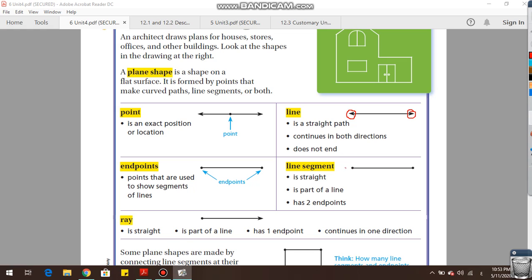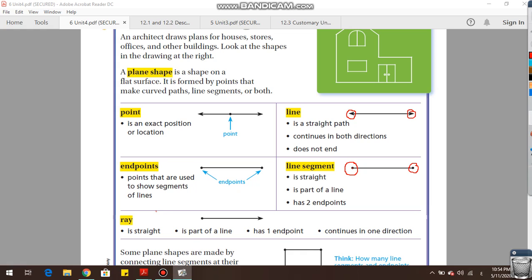It's called a line segment. As you can see, I have a point here and I also have a point here. So that means I know where it starts and where it's going to end. It's a straight part of a line that has two endpoints. So I know the starting point and the endpoints. Okay, as you can see, this is telling me about endpoints.